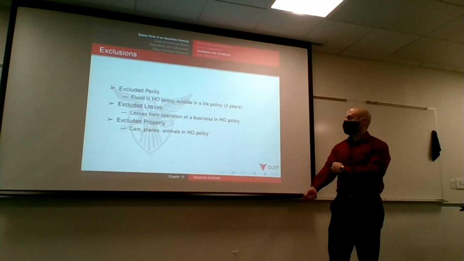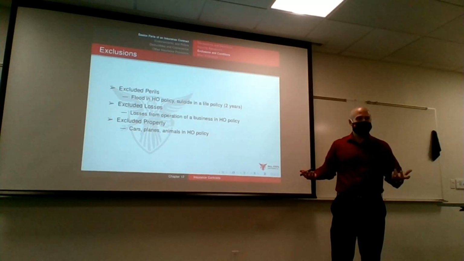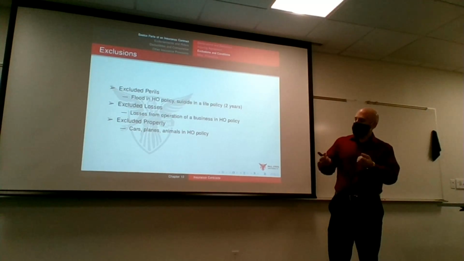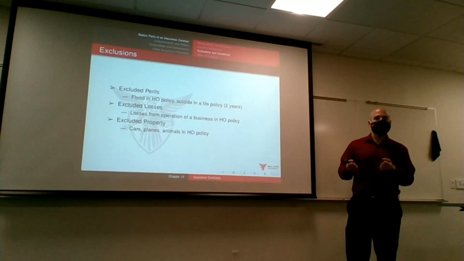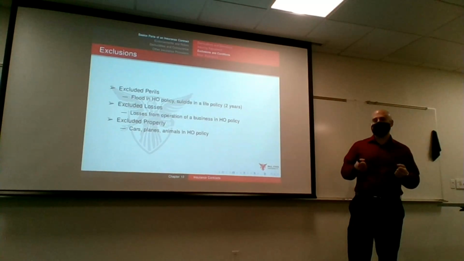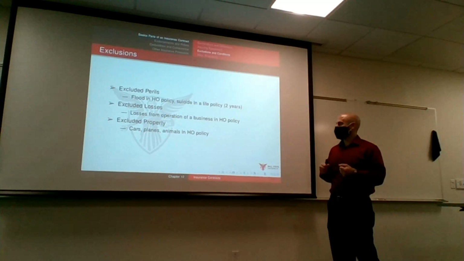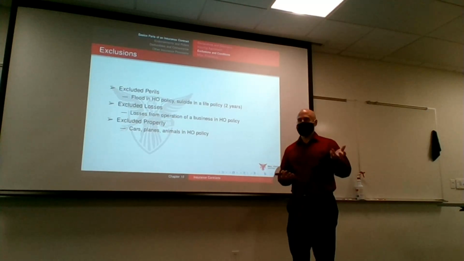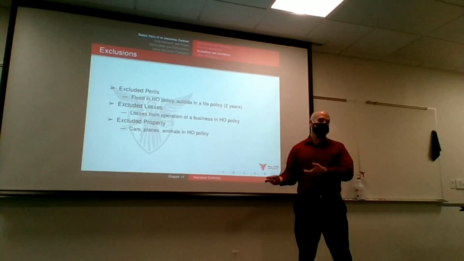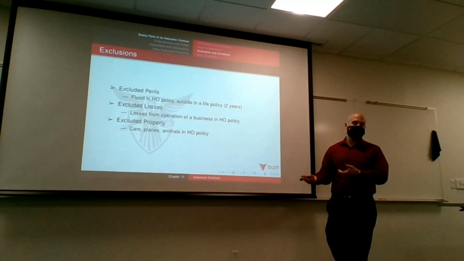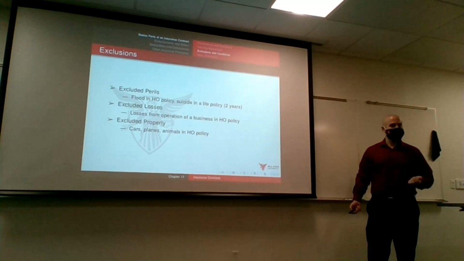Excluded property. Again, if we're sticking with homeowners policies, if you go out in your car and get into an accident, your homeowners policy is not going to cover it. Planes, animals, in this case it could be pets or it could be livestock. So you have pet insurance or farm insurance.